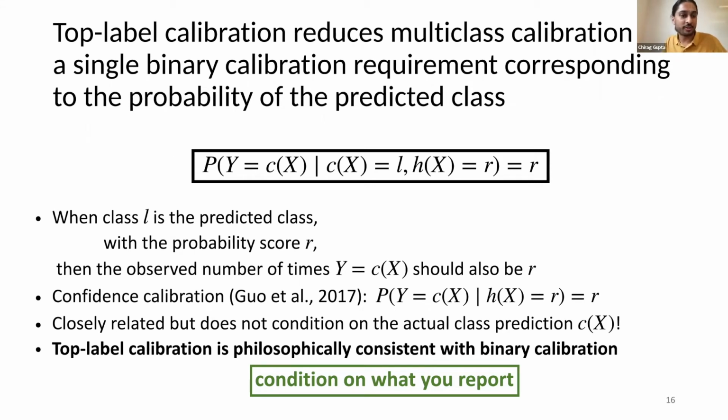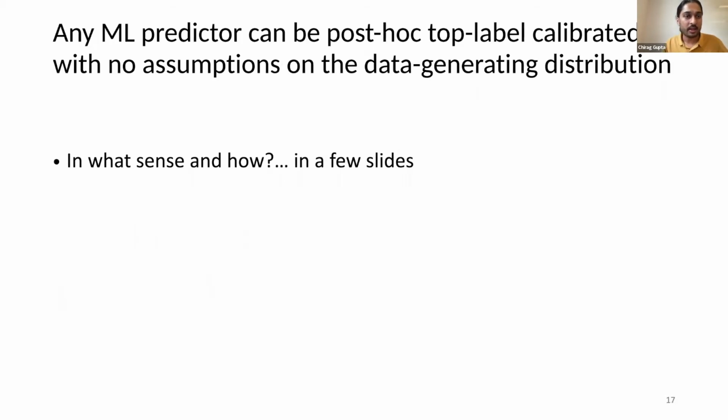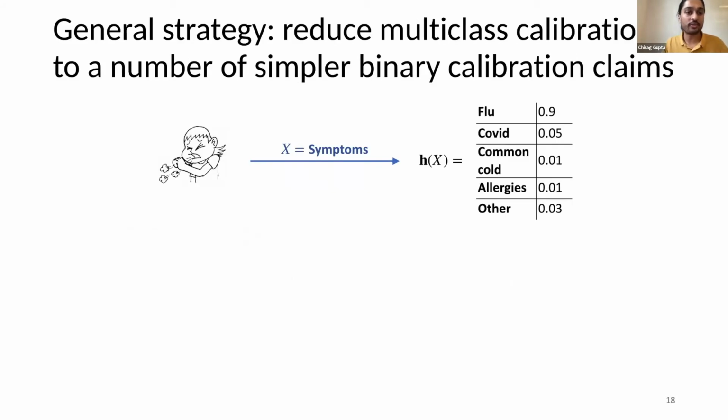I won't go deeper into this, but if some of you are very familiar with confidence calibration, we can chat offline about the differences between top label and confidence. You can also check out the paper. Any ML predictor can be post-hoc top label calibrated, and in what sense and with what guarantees, I'll come to that. But before that, we'll go to the question of what other notions of calibration there are, and how they compare to top label calibration or canonical calibration.